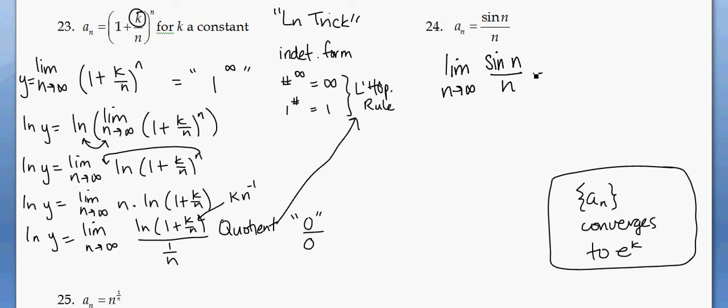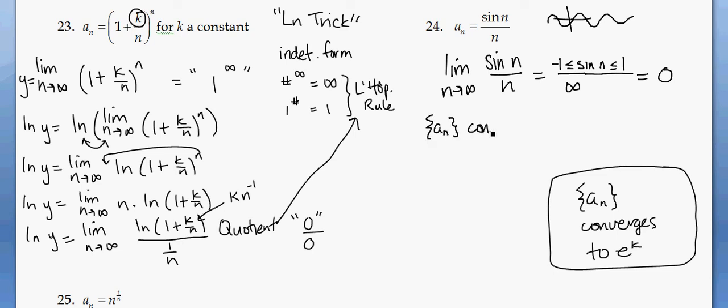Notice, what's happening to sine of n? Well, sine is a periodic function. It just oscillates back and forth between -1 and 1, right? Some value in between -1 and 1. So that's a number, but I'm still dividing it by something approaching infinity. So I've got some constant between -1 and 1, but I'm dividing by something very large. So this is just going to go to 0. So we didn't need that much room to say that this sequence converges to 0.